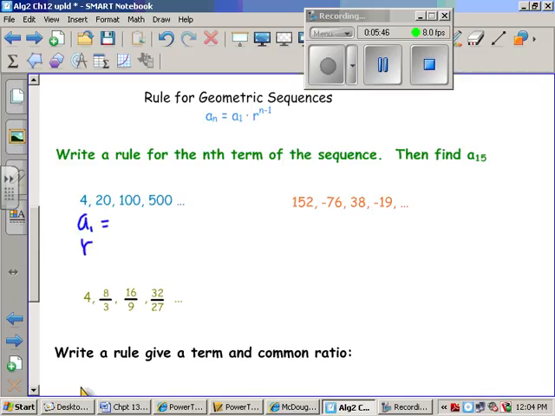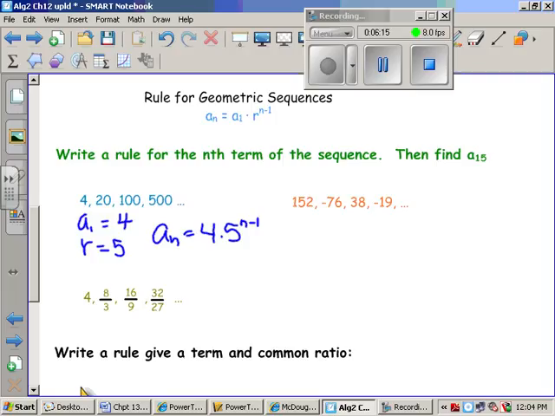R is 5, right? 4 times 5 is 20. 20 times 5 is 100. 100 times 5 is 500. And a sub 1 is 4, our very first term. Okay? And then I just plug it in my formula. So my general rule, a sub n, is a sub 1 times r to the n minus 1. And I'm done. I don't even have to clean it up.